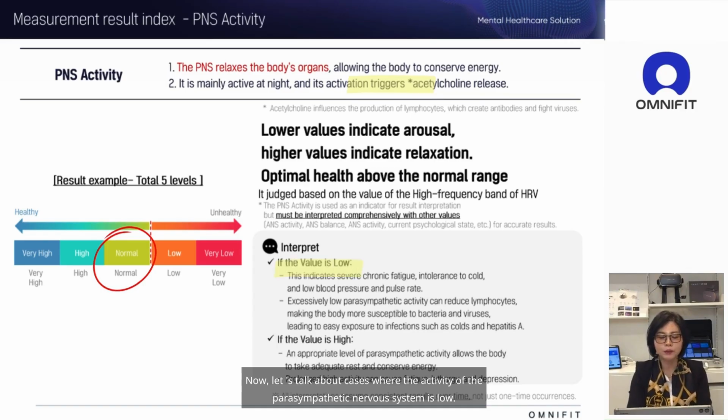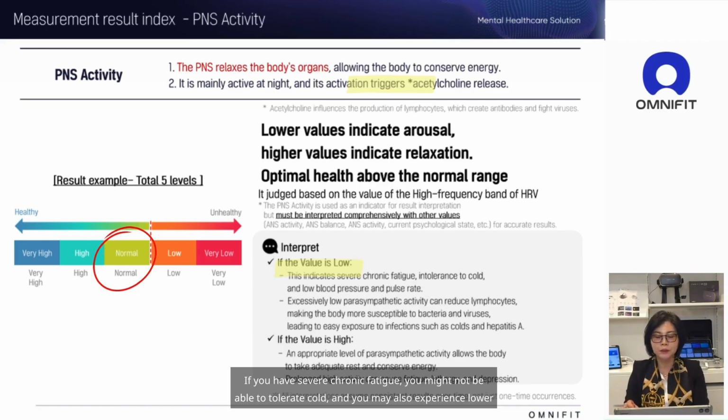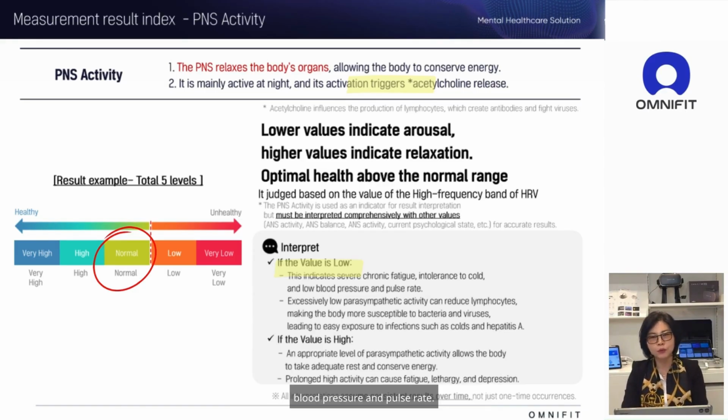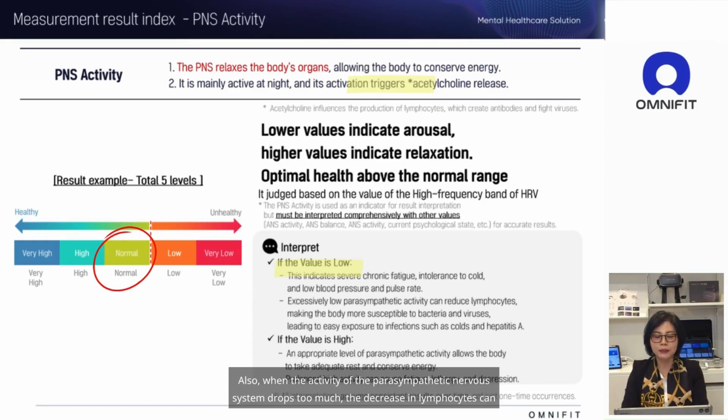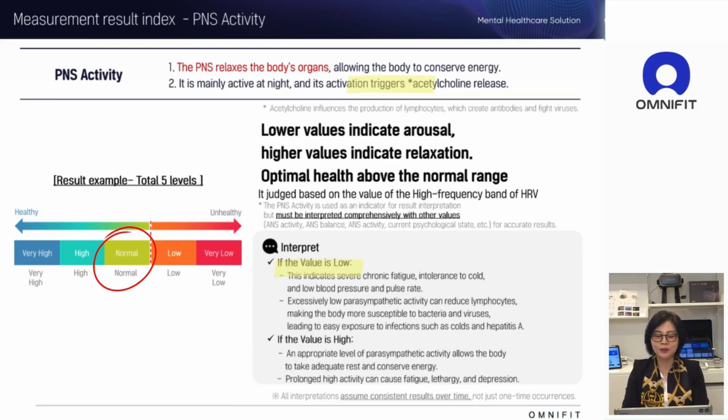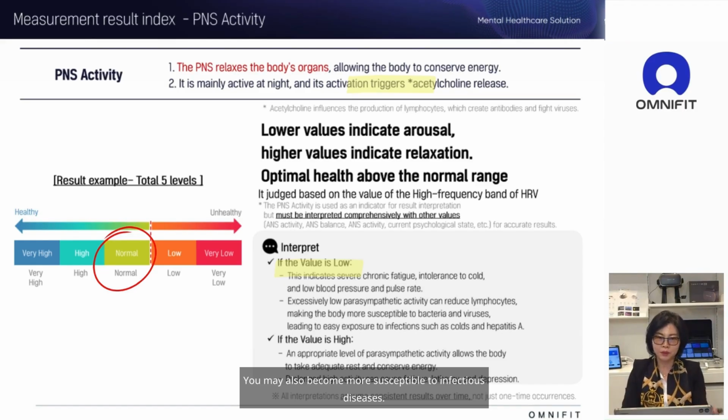Now, let's talk about cases where the activity of the parasympathetic nervous system is low. If you have severe chronic fatigue, you might not be able to tolerate cold, and you may also experience lower blood pressure and pulse rate. Also, when the activity of the parasympathetic nervous system drops too much, the decrease in lymphocytes can make you more vulnerable to bacteria and viruses, so you might catch colds more often, and things like that. You may also become more susceptible to infectious diseases.